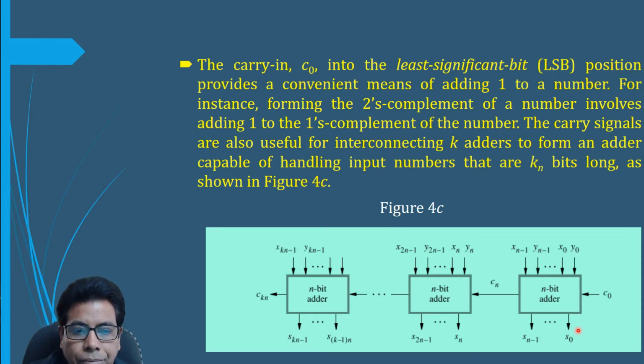So here, each of these is an n bit adder now. y0, x0, these are the inputs and so on up to yn minus 1, xn minus 1. Similarly, now we have the next yn, xn and it will go up to xn minus 1 and y2n minus 1. Then so on, we will get up to xkn minus 1, ykn minus 1. And this will give us the sum for each of those, s2n minus 1, then skn minus n, and skn minus 1, like that. And these will be the carries.